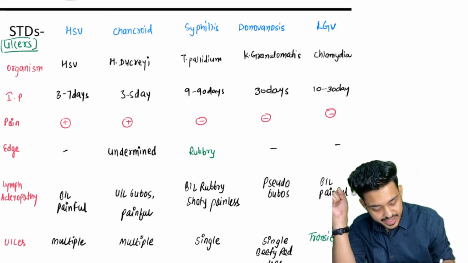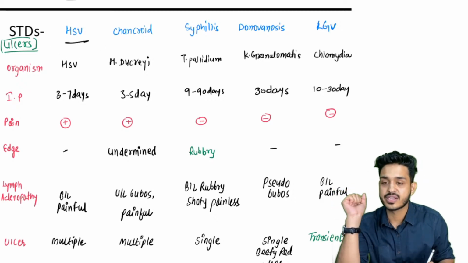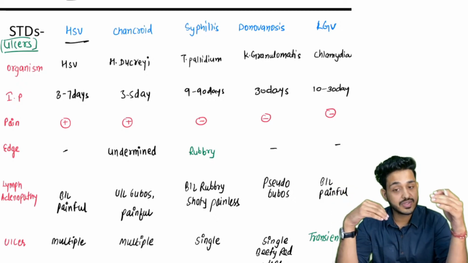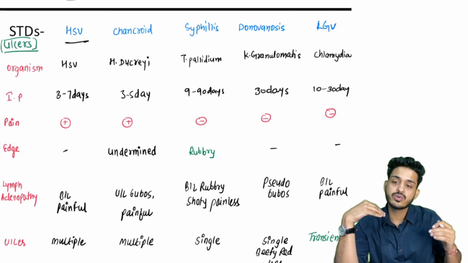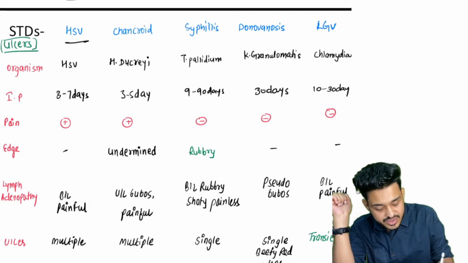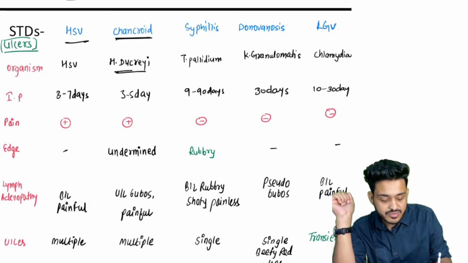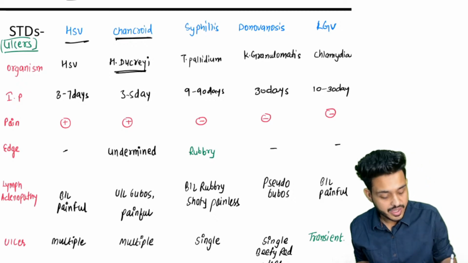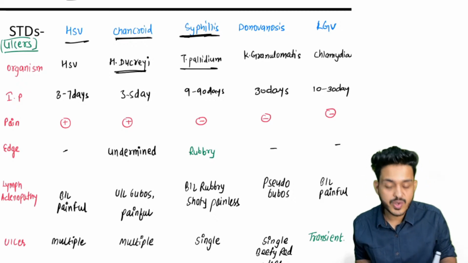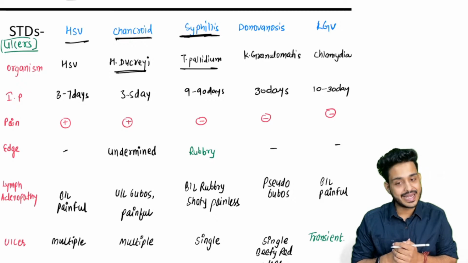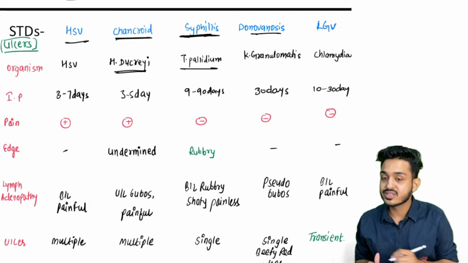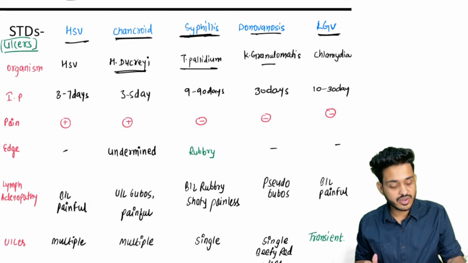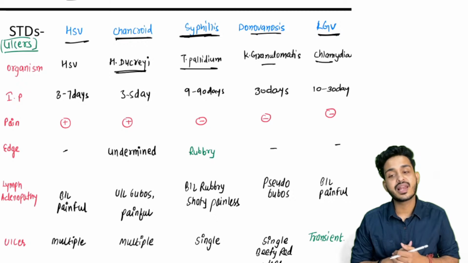First thing, we are having HSV, that is herpes simplex virus. Herpes simplex virus is of two types: HSV1 above the waist, HSV2 below the waist. Second is chancroid. The causative organism for chancroid is Haemophilus ducreyi. Third one is syphilis. The causative organism for syphilis is Treponema pallidum. Next one is donovanosis. The causative organism is Klebsiella granulomatis. And the last one is LGV, and the causative organism is Chlamydia.